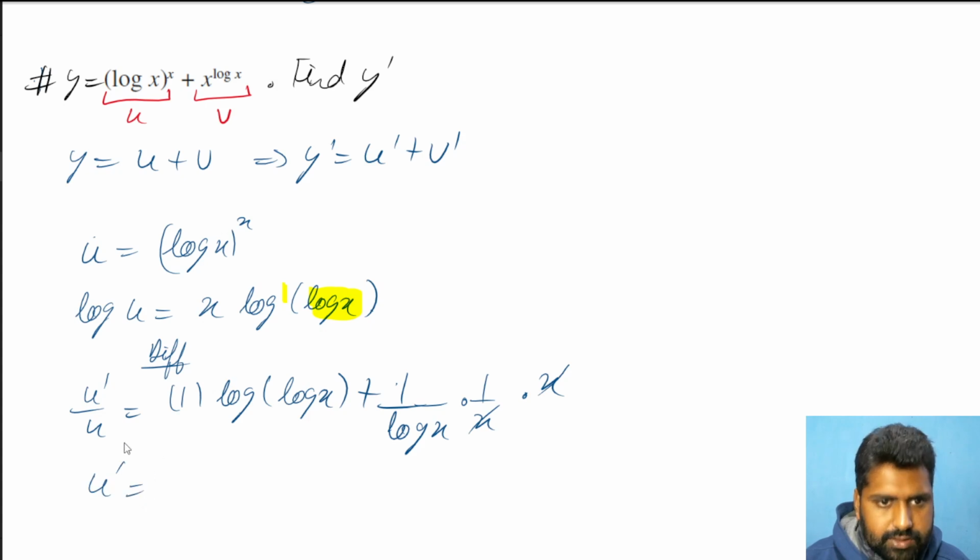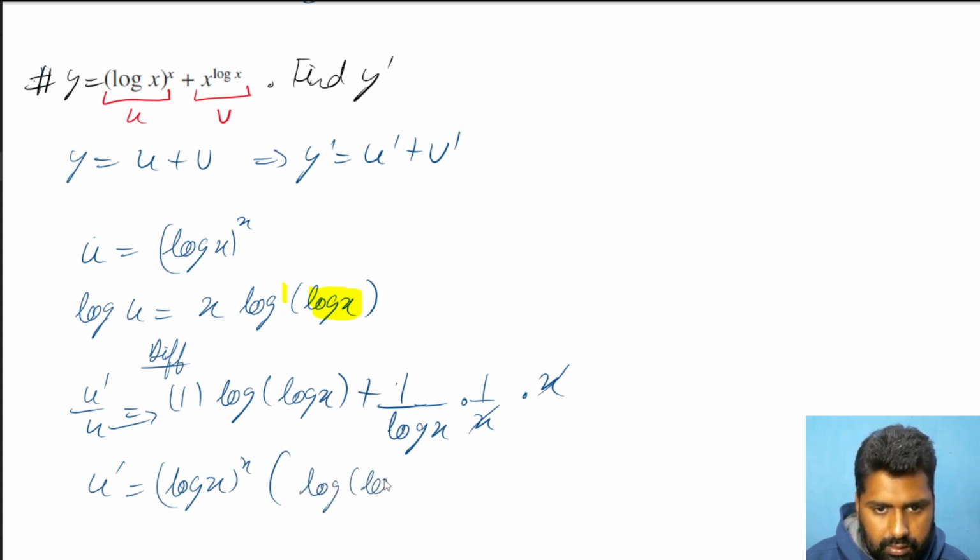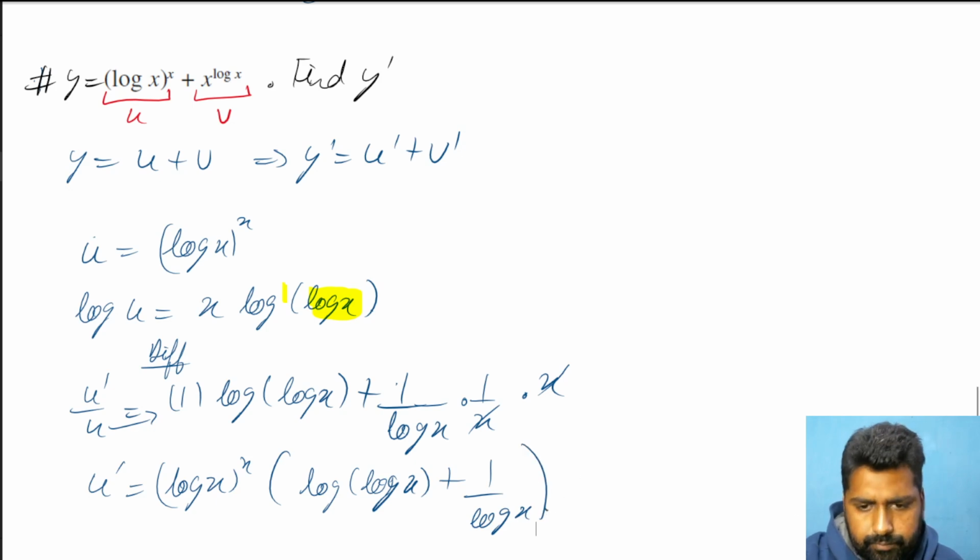So u dash is u, which was log x raised to power x. Take this u on the other side, multiply it with the whole answer, that's log x plus 1 by log x. That's it. This is only half part. Same thing you have to do with v also. So you can pause the video and start doing it on your own, and then verify with my answer whether you're getting the same thing or not. Okay, all right.